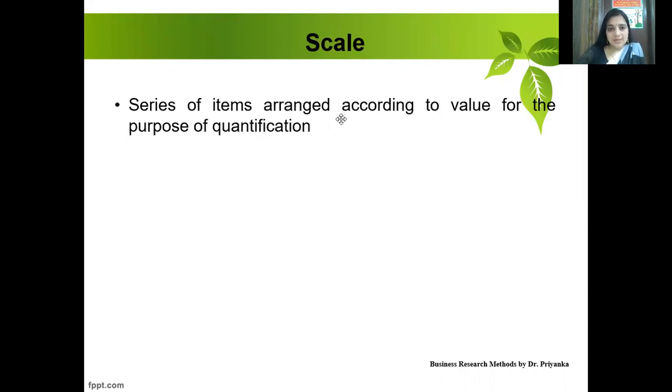What do you mean by scale? A series of items arranged according to value for the purpose of quantification. We will be studying scales and we will see how we arrange items as per different scales. It is a continuous spectrum.